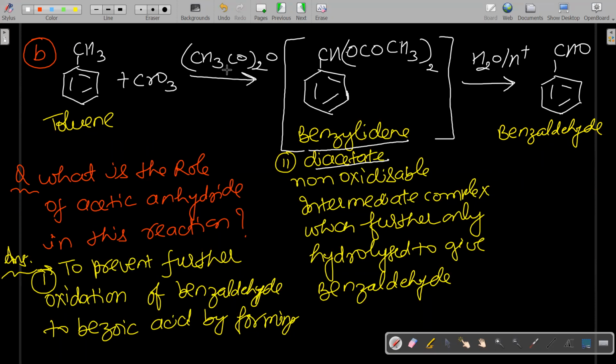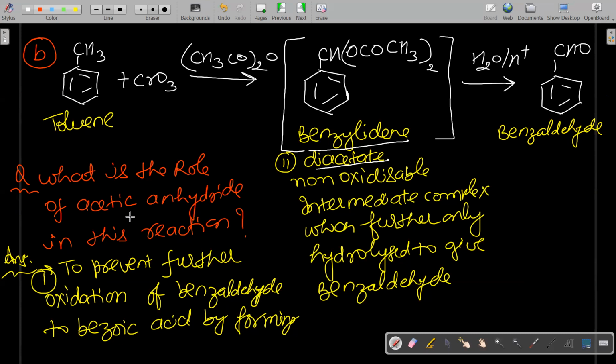So what is the use of this acetic anhydride? And what will happen if we do not add it? Suppose we do not add acetic anhydride, then this benzaldehyde further oxidizes into benzoic acid. But we have to prepare benzaldehyde. So to prevent the further oxidation of benzaldehyde to benzoic acid, we add acetic anhydride. So you can see the answer.